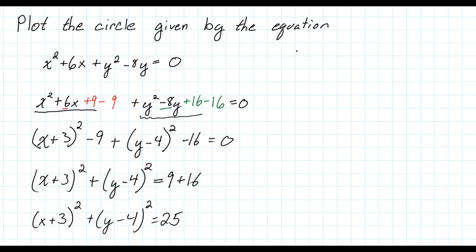So now I know I have my center at negative 3, 4. Remember, it's the opposite. And my radius is not 25, but the square root of 25, which is 5.